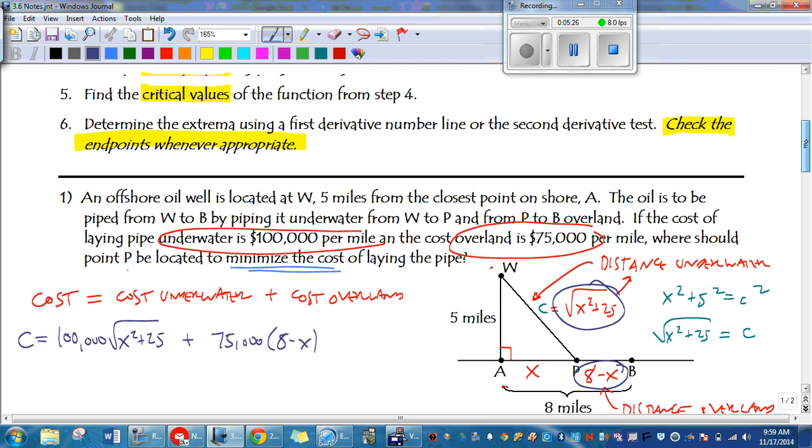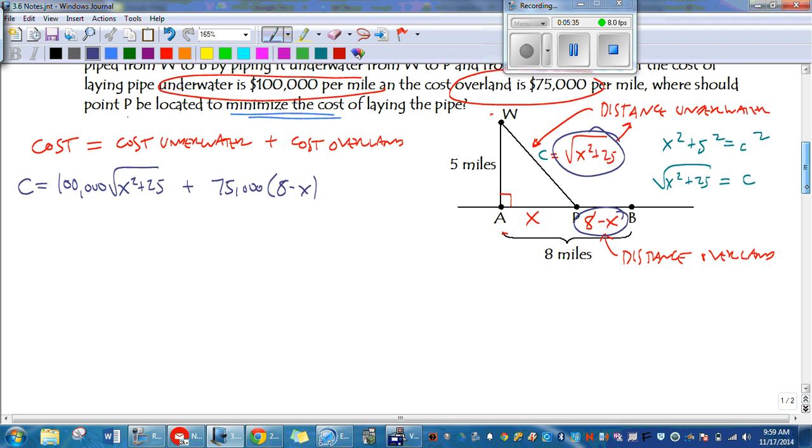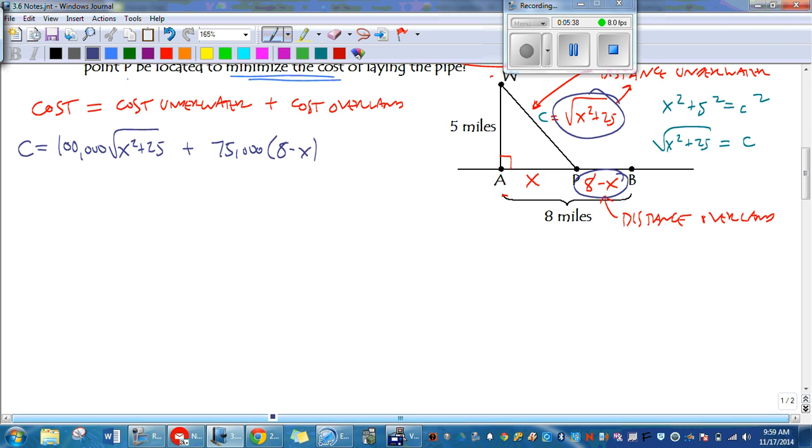Our next step: we've done up to step 4 at this point. We want to find the critical values. So we want to figure out when the derivative is 0 or does not exist. So we're going to end up taking the derivative. Before I do that, I'm going to distribute this so I don't have to use the product rule over here or anything like that. So C is 100,000 times the square root of X squared plus 25, plus 75,000 times 8, that's 600,000, minus 75,000X.